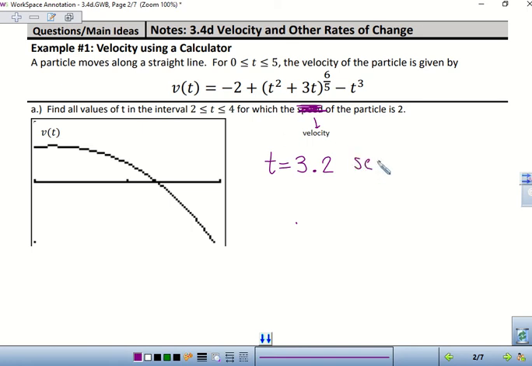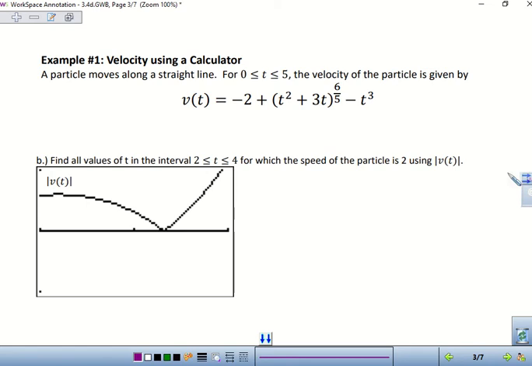So does anyone have any questions about why we only looked at that one? Yeah. No. Because the interval says in the interval from 2 to 4. So the other one fell outside of that interval. Make sense? Okay. Next one.